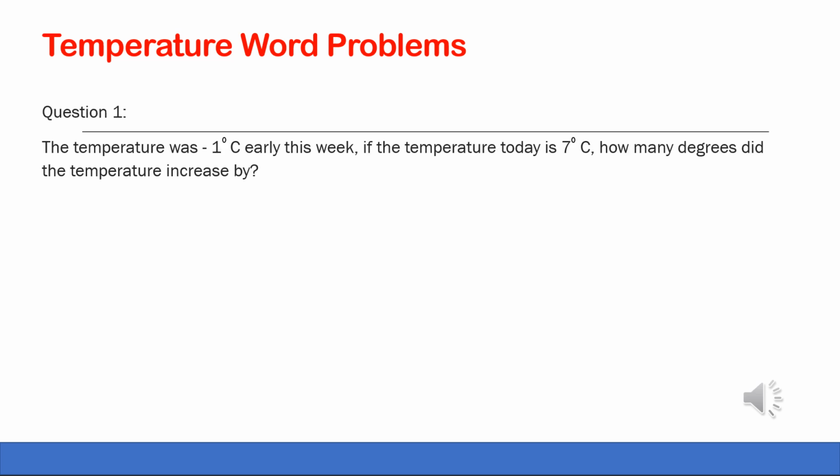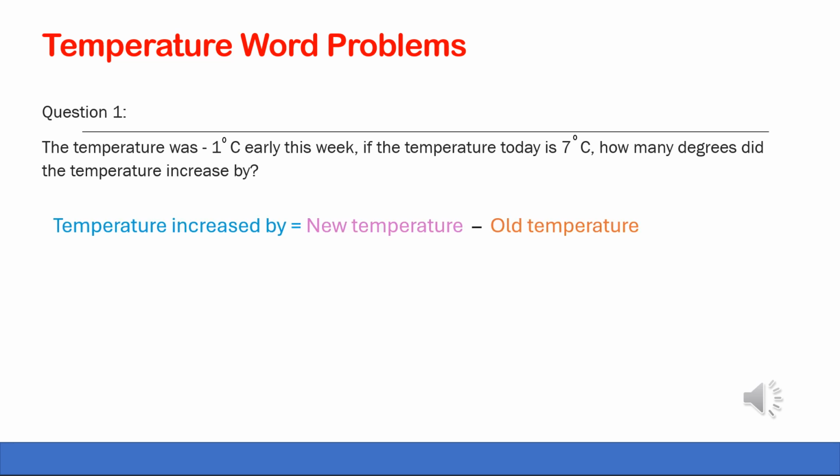Let's answer a few more questions. Question number 1. The temperature was -1 degrees early this week. If the temperature today is 7 degrees, how many degrees did the temperature increase by? Now we know to work out the temperature difference, or the temperature increased by, we need to use the following equation. The temperature increased by equals new temperature take away the old temperature.